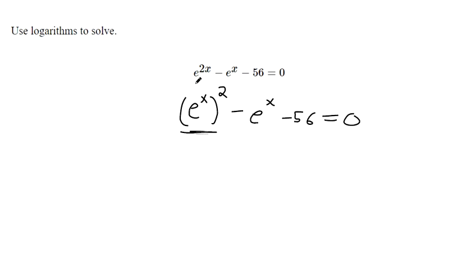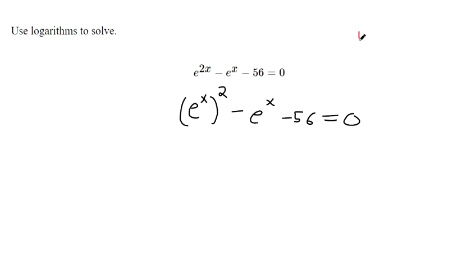This is the same thing as this. That's kind of the key to unlocking how to start this problem. Because 2 times x makes 2x. And now that we see that, this is kind of like x squared minus x minus 56. It's a quadratic. Okay, it's quadratic in terms of e to the x power.